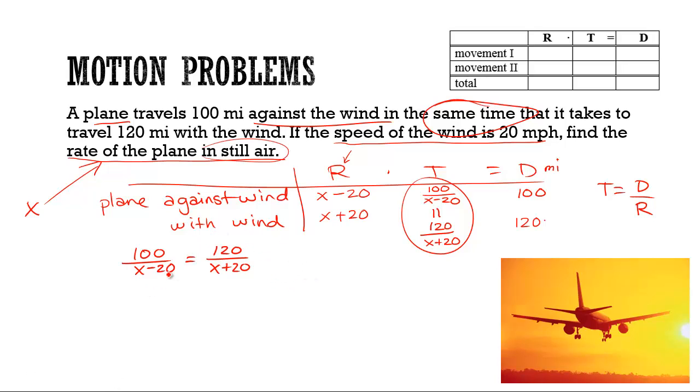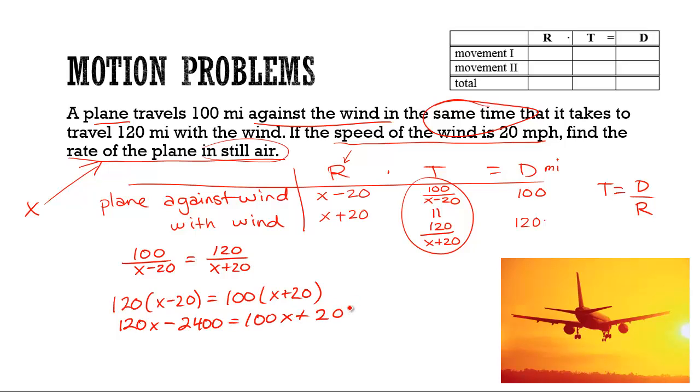So again, we can cross multiply to solve. So we've got 120 times x minus 20 equals 100 times x plus 20. That gives us 120x minus 2400 equals 100x plus 2000.